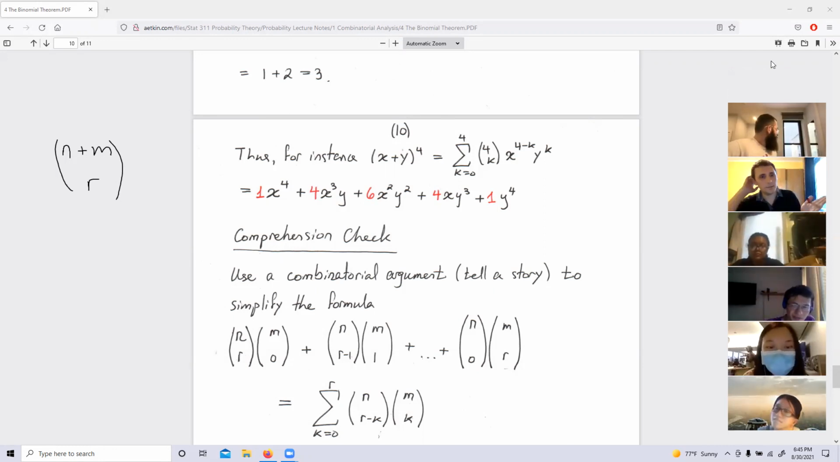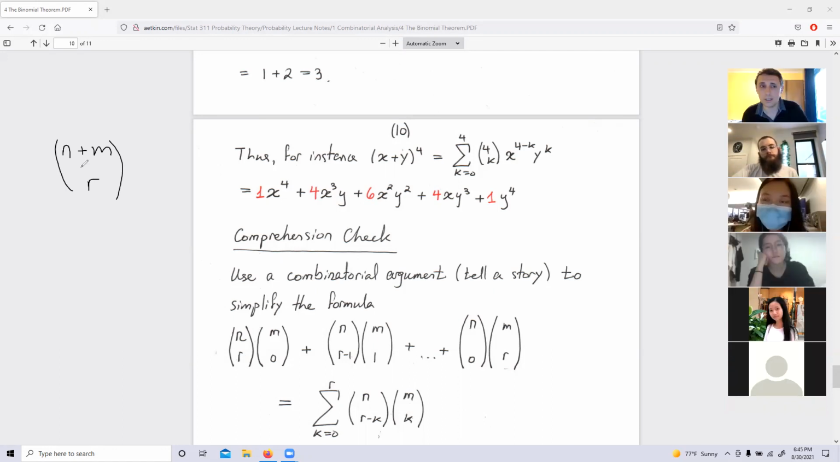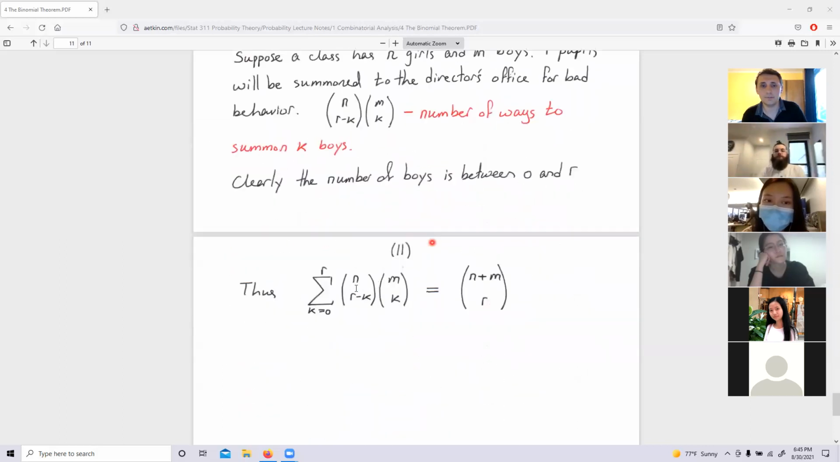This entire sum is the same as N plus M choose R. Because really, we're just picking R students, let's say, out of students of type N and students of type M. It's written here as well. Good.